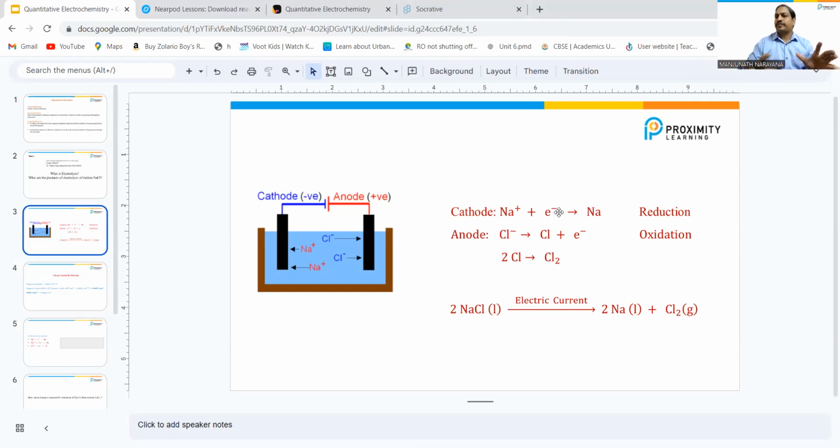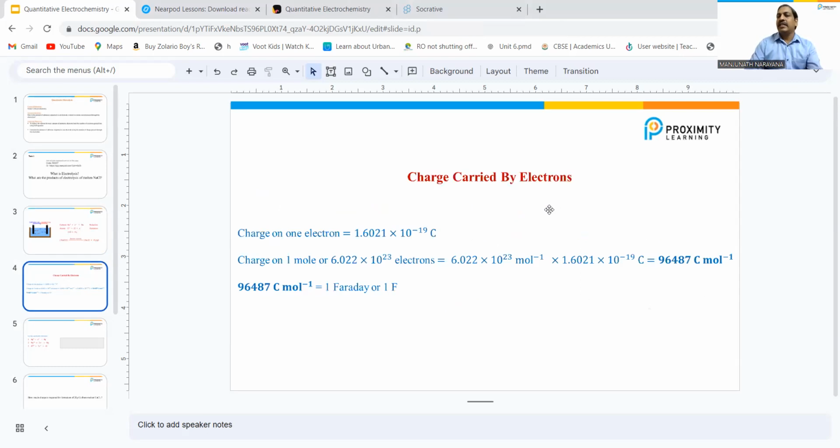So amount of substance deposited at an electrode or formed at an electrode is related to the number of electrons lost or gained. And electrons are charged particles. So amount of substance deposited or liberated at an electrode is related to the amount of charge passed through the electrolyte. So let us look at what is the amount of charge carried by electrons.